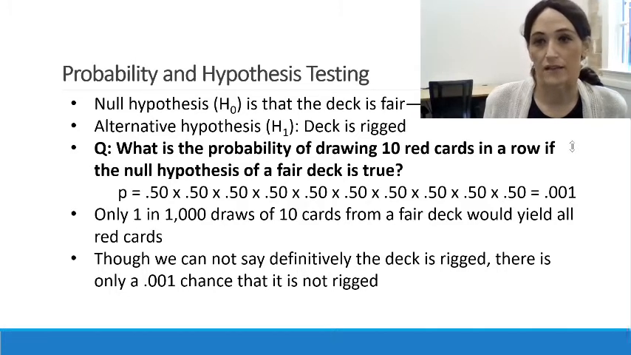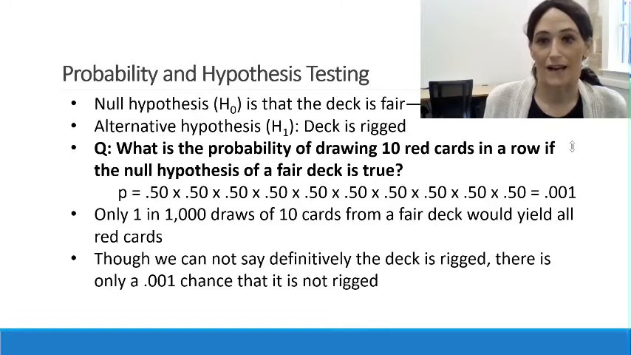We can actually calculate that directly. It would be 0.50 times 0.50 times 0.50, and so on, as we did last time. The probability of getting 10 red cards in a row would be 0.001, which is less than 1%, or a tenth of a percent. So only 1 in 1,000 draws of 10 cards from a fair deck of cards would yield all red cards.